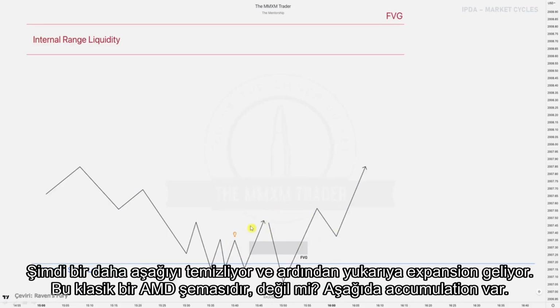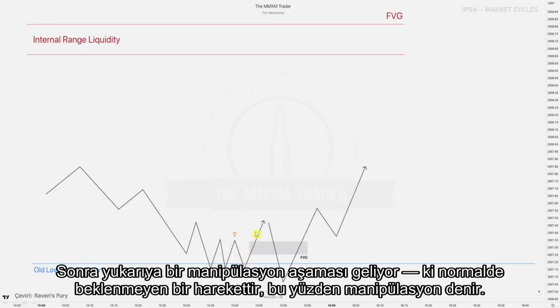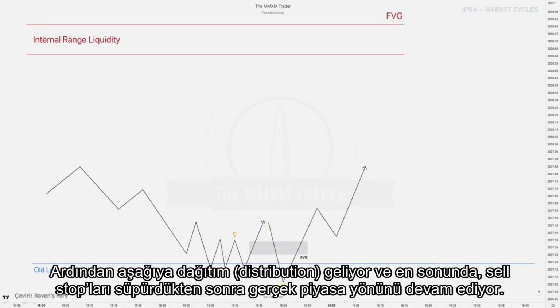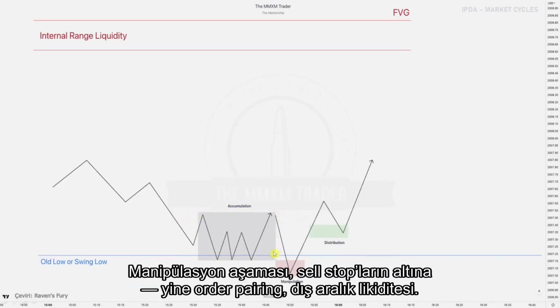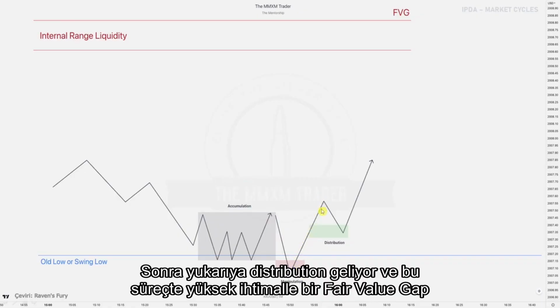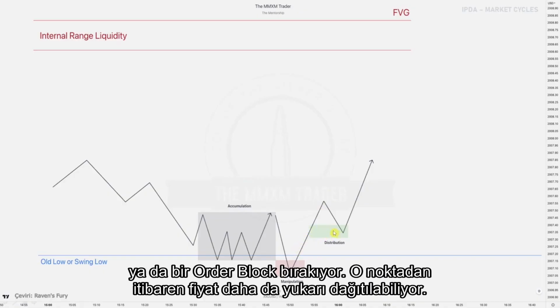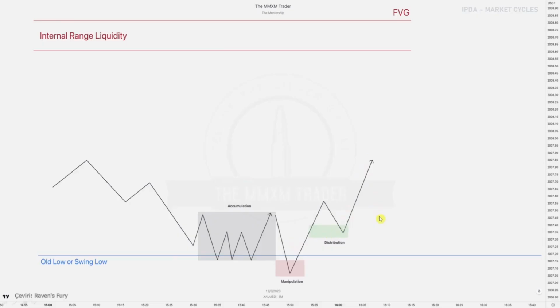So this is a classic AMD schematic. Accumulation down here, then a manipulation phase upwards, which it shouldn't do, so that's why it's called manipulation. Then distributing lower, and then eventually following the true market direction after raiding those sell stops. And here we can see a depiction of that accumulation phase, the manipulation phase below sell stops, order pairing, again external range liquidity, then distributing up higher. In the process, it's highly likely to leave a fair value gap behind or an order block, and then we can distribute higher from that point on out.